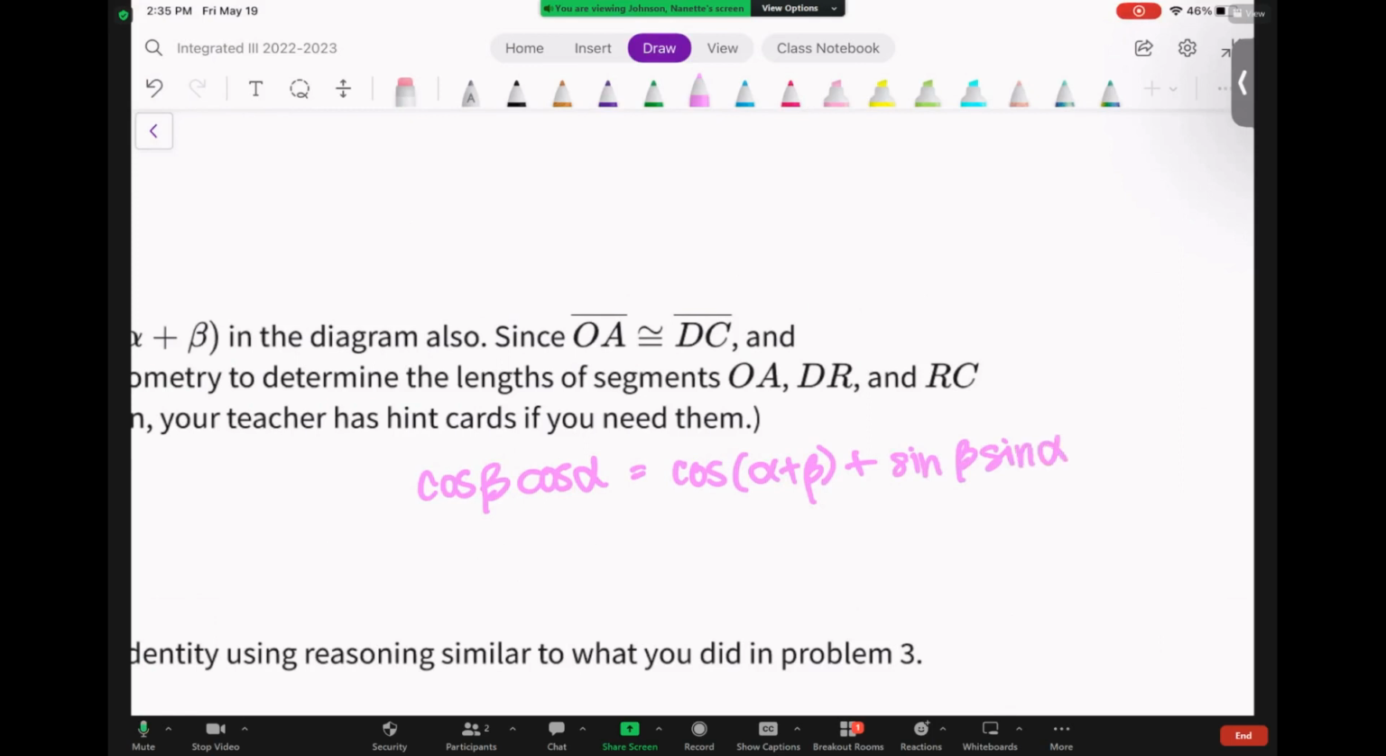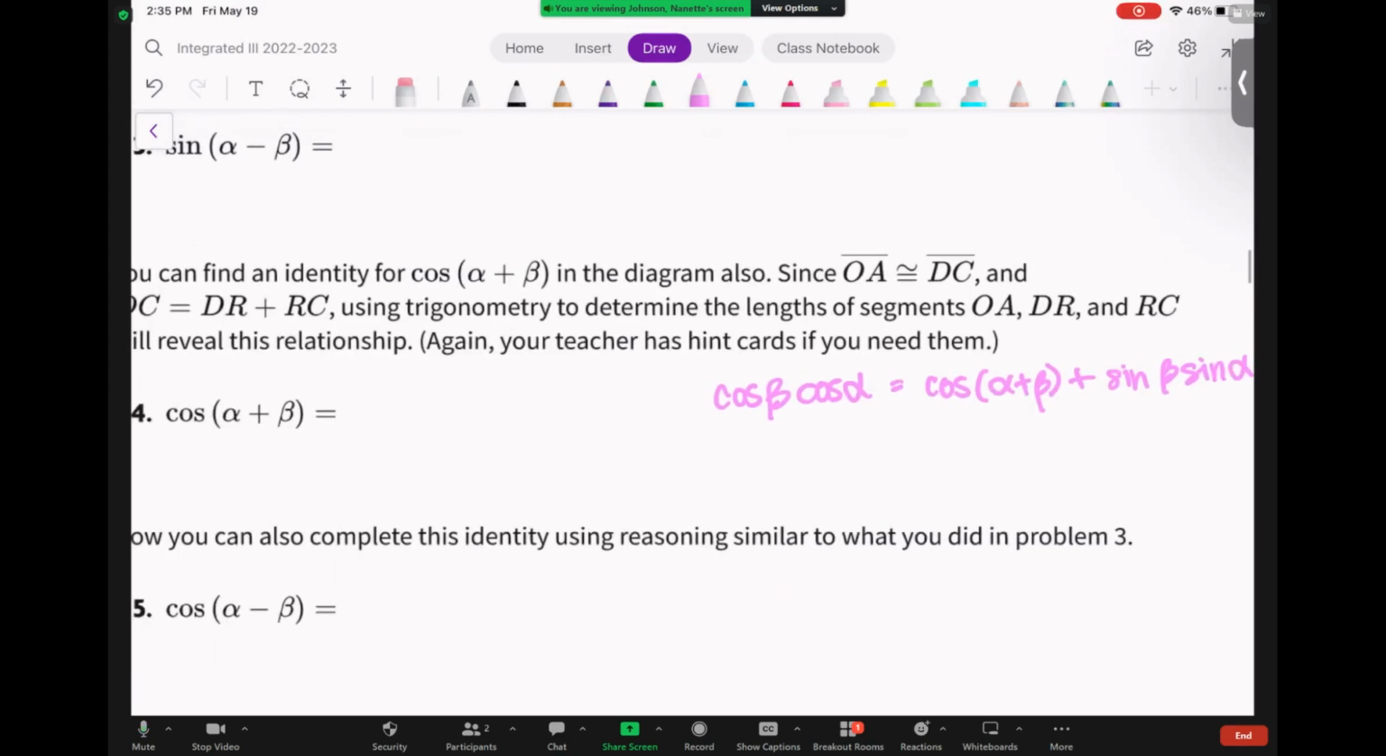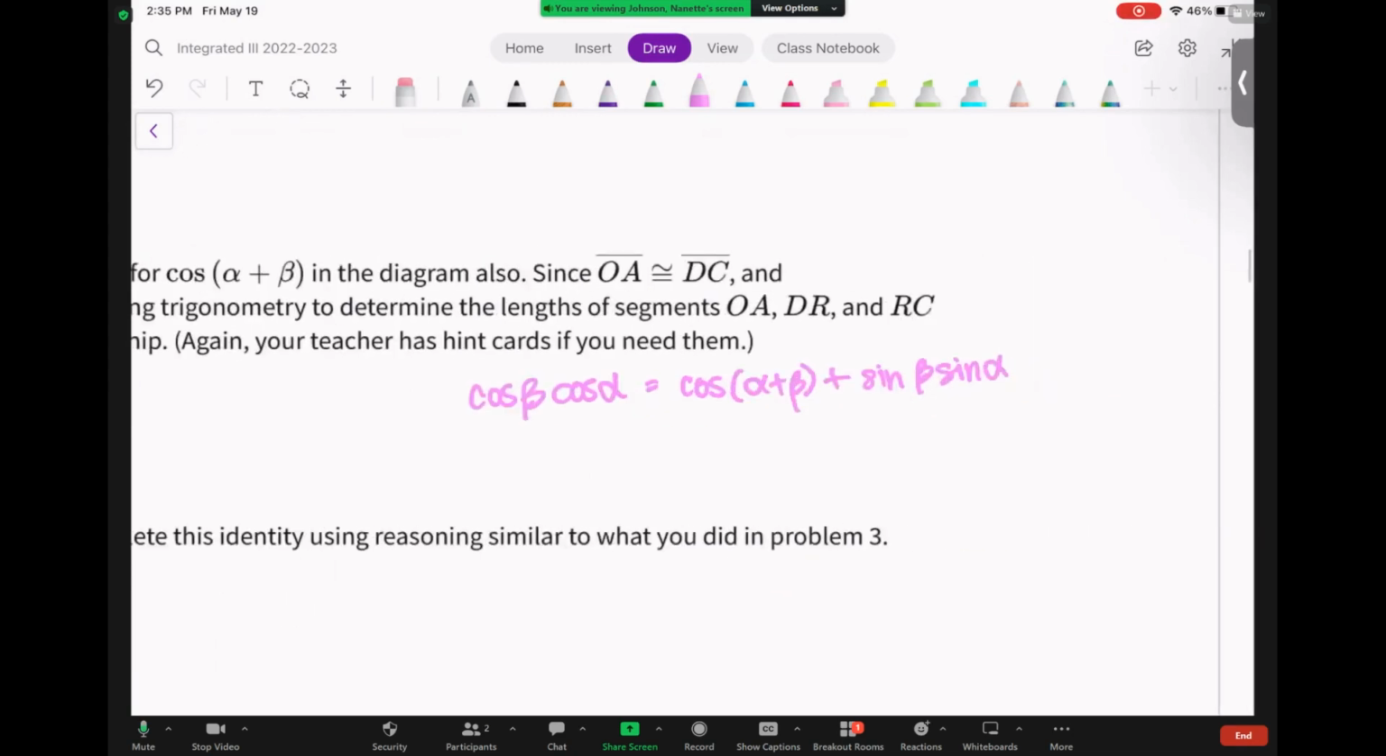Okay, so then now what I want to do is see if I can solve for cosine alpha plus beta, because that's what they're asking me to do over here. And you guys are like, oh, well, all you have to do is subtract from both sides, and then I get cosine alpha plus beta by himself. Very good. So I'm just going to subtract sine beta sine alpha.